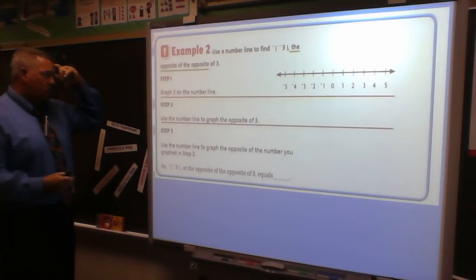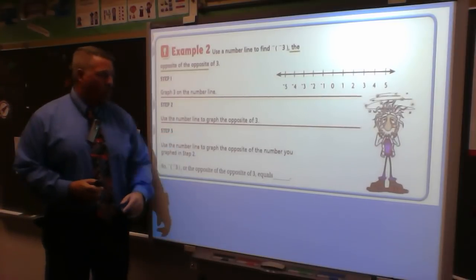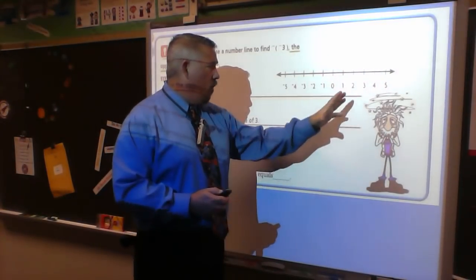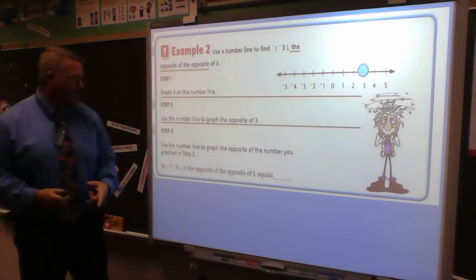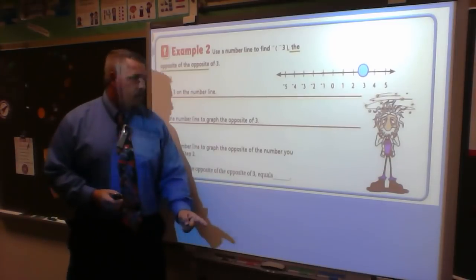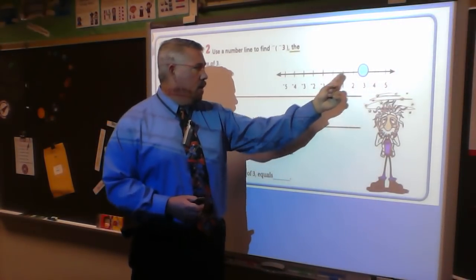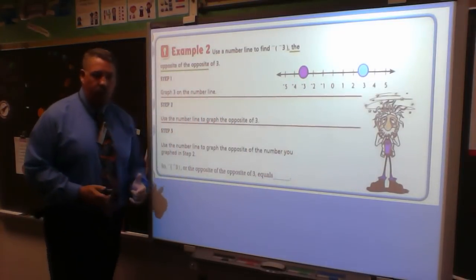So let's go through these steps. It says to graph 3 on the line. All right, so where am I actually starting? Since we have all sorts of confusion by this wording, my 3 is going to start there. Now, I'm going to plot the opposite of negative 3. All right, so the opposite of negative 3, I'm 3 from 0. I got to go 3 from 0 to the left. That takes me to my negative 3.